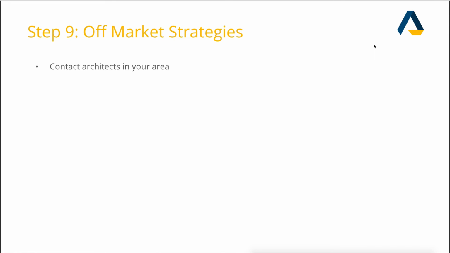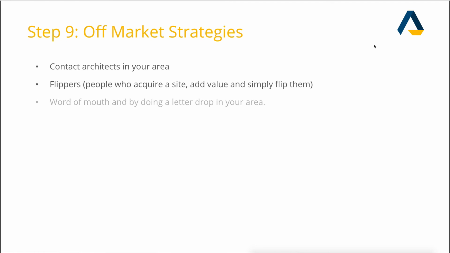Now, in order to do that, you can start contacting architects in your area. Very often they would know about a property that's already got a development approval or a town planning approval, but is not on the market as yet, and they might know somebody who might be interested. You could get in touch with people who are flippers. They're the people who acquire a site, add value, and simply flip them. So they don't go all the way through getting a town planning permit or whatever. They would just get a permit and then put it back on the market to sell it.